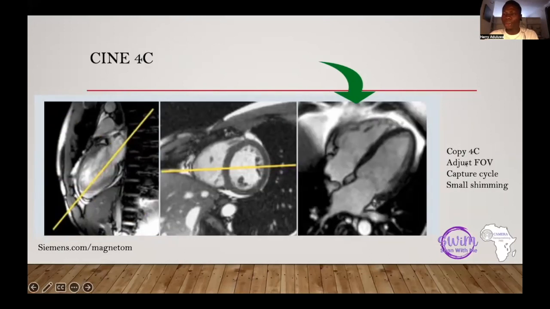Like I said, all you just need to do is to adjust the field of view, copy, capture cycle, and small shimming. Small shimming, I cannot emphasize this more. For the four chamber, you could just limit your shimming to the left ventricle alone. Or you limit the shimming to both the left ventricle and the right ventricle. You don't need to open to other parts of the chest. You can even limit it to the heart alone, just that heart section. Do not go beyond that, because the smaller the shimming, the better.